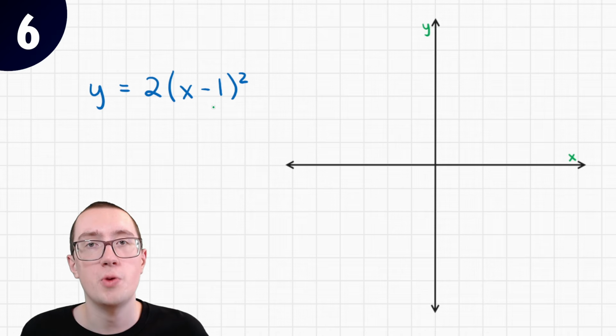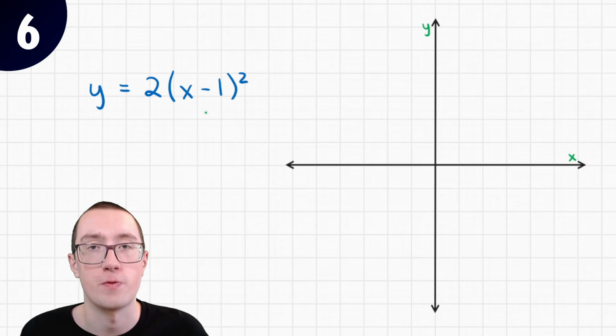So this is possibly one of the most important concepts that you'll need to know for your exam, and that is graphing transformations of functions.